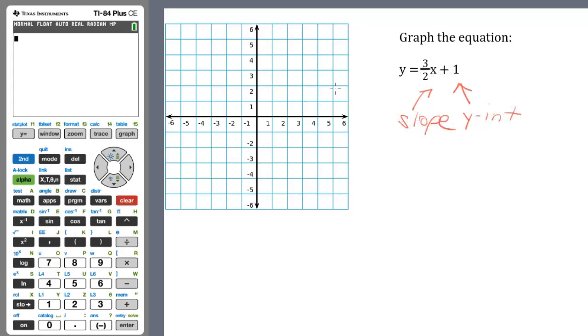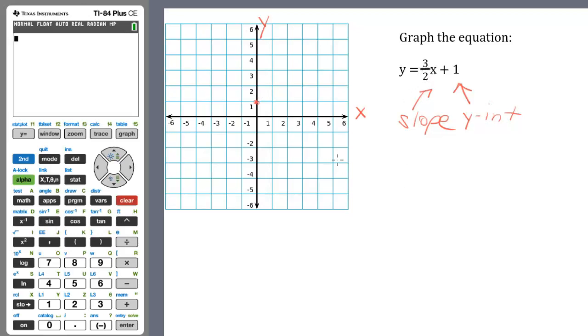So if we went over to our graph here, this is the x-axis, and this is the y-axis. I like to start with the y-intercept. The y-intercept is positive 1. So we go to our y-axis, and we go to positive 1, which is right here. And I'm going to put a dot there because this graph crosses the y-axis at positive 1. Then the slope is 3 over 2.